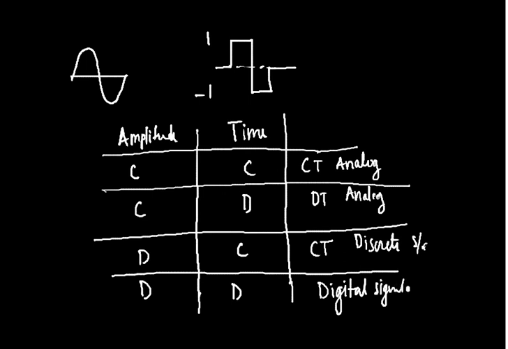Homework for you is to find practical examples of all these possibilities. That's a very good homework and brain exercise for you. Find a lot of examples, not only one. Find examples of all these possibilities. All right.